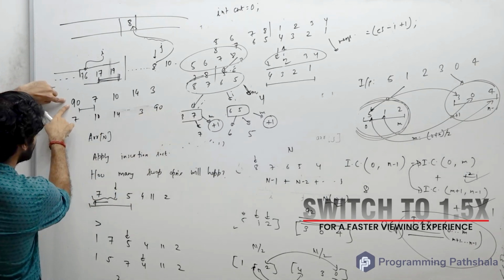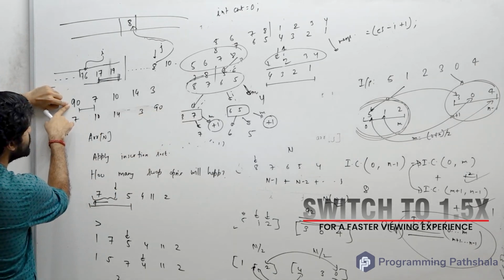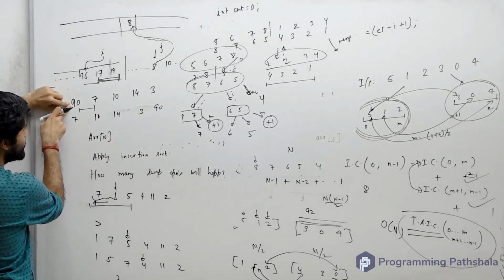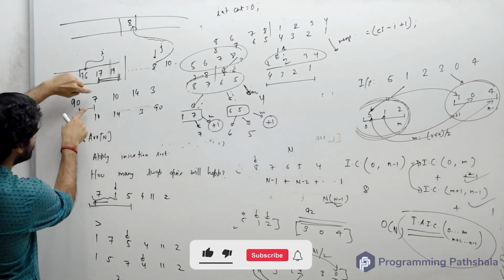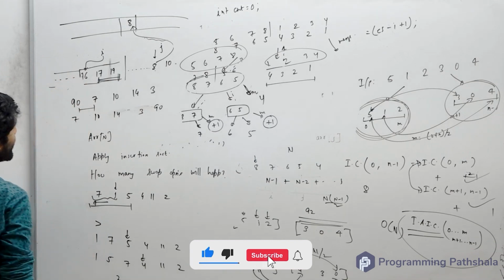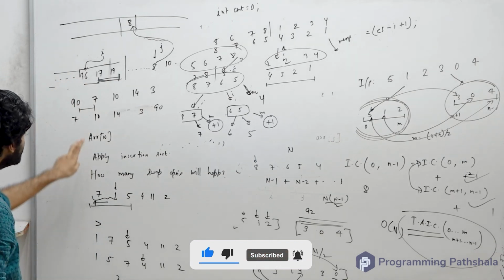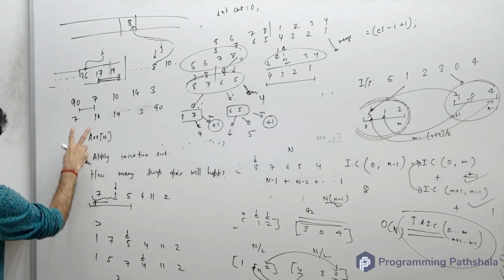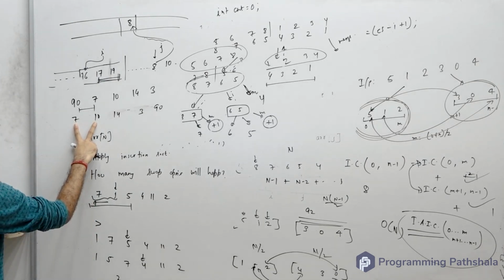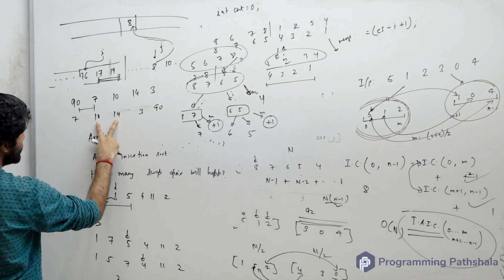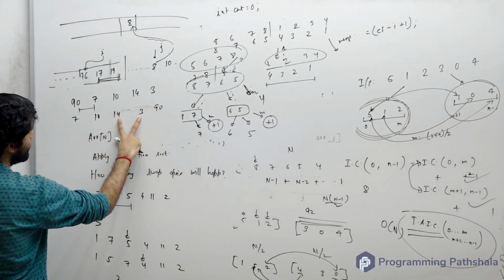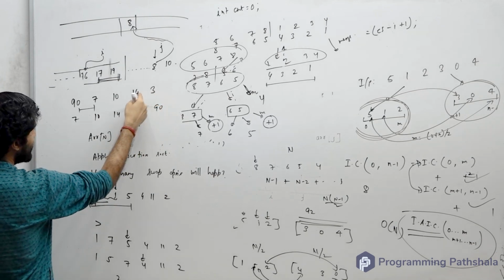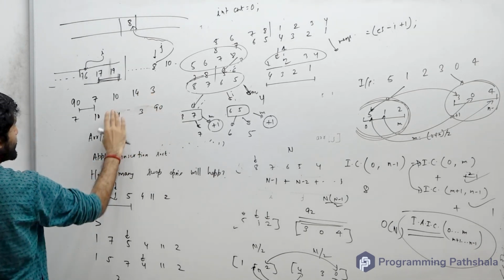So the number of swaps for this 90 is equal to the number of elements on the right-hand side which are strictly smaller than this. The same thing would happen for 7. If you take a look at this 7, how many swaps will this 7 undergo? This 7 I am talking about. So at this point of time, 7 and 10 will not be swapped. 10 and 14 will not be swapped. 14 and 3 will be swapped. So for 14 there was 1 swap. Why? Because on the right of it there is just 1 element which is strictly smaller than it.